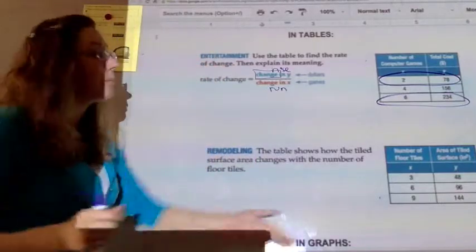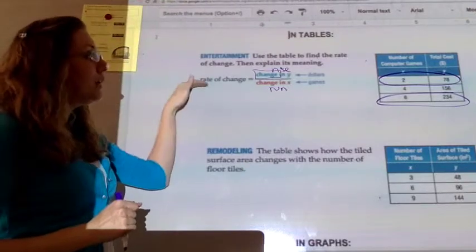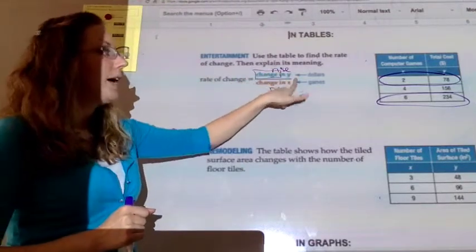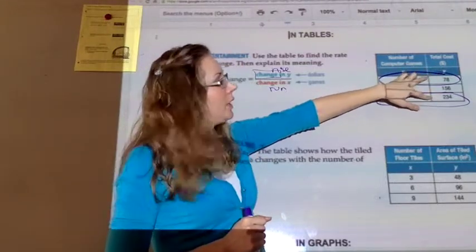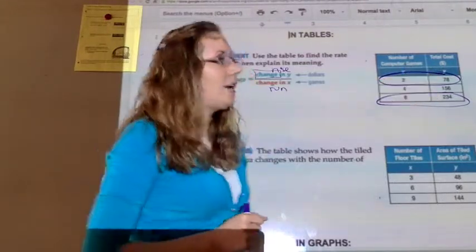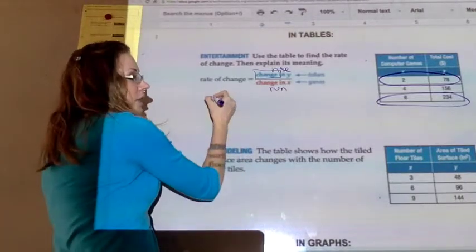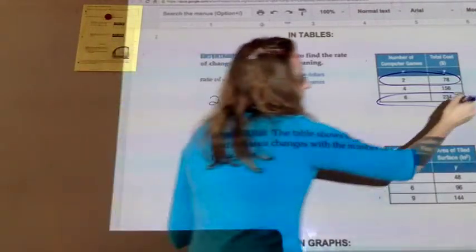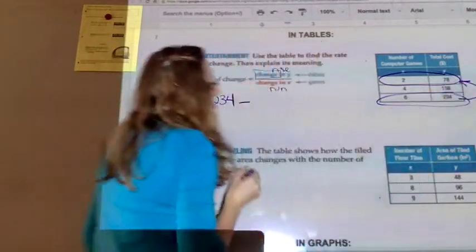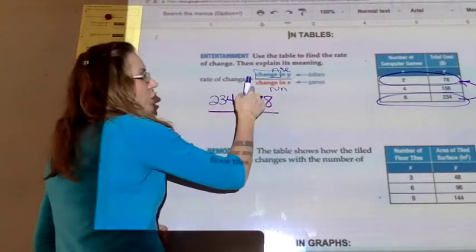And not really per game, but for that total amount. So now to do our slope, our rate of change, we're going to do our change in y, so how much the change was between these 2 y values. And I find the change by finding the difference, which is subtraction. So I'm going to take 234, and subtract from it my other y value, 78. And I'm going to put that over my change in x.